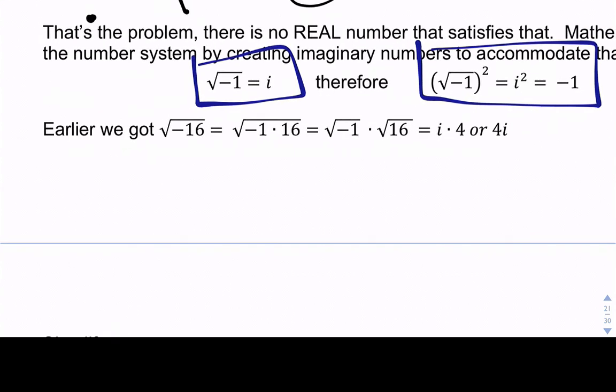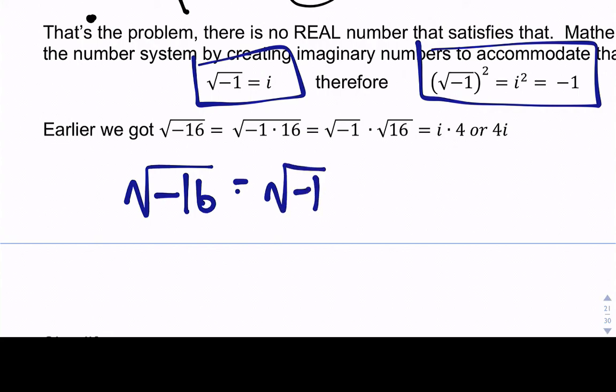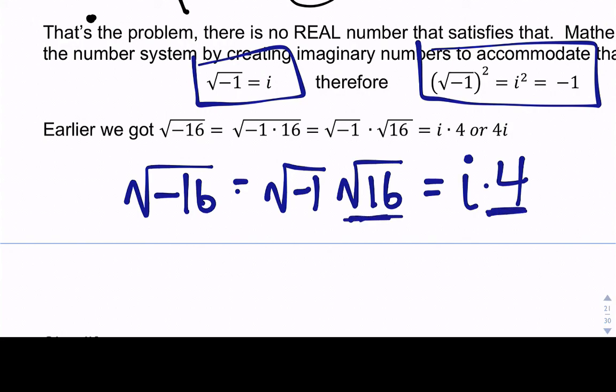All right, so earlier we got the square root of negative 16. Again, we can split that up, square root of negative 1, square root of 16. Pull out that i, and then the square root of 16 is 4. And then when we rewrite this, usually we put the number first, so this is 4i right here. So again, any negative square root, we can now simplify by pulling out the imaginary number, and then we can simplify further.